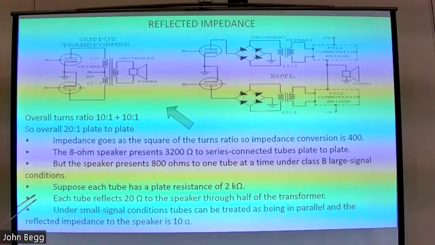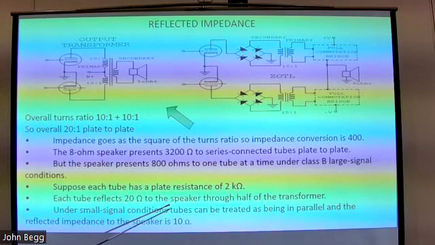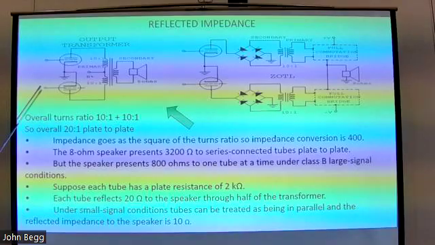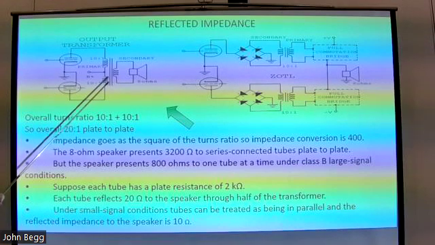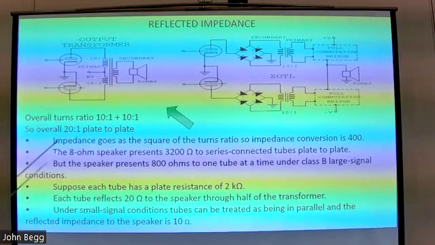Now, another way to look at things, suppose each tube has a plate resistance of 2 kilo ohms. Each tube reflects 20 ohms to the speaker through half of the transformer. So 2 k ohms on one tube, and we've got this turns ratio, and we get the impedance of the speaker seeing 20 ohms from that one tube.